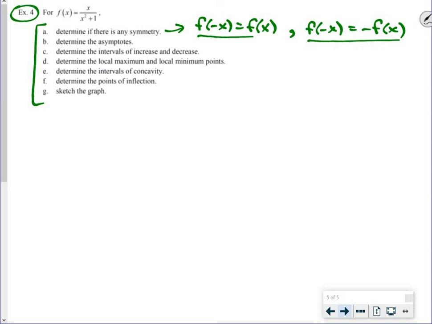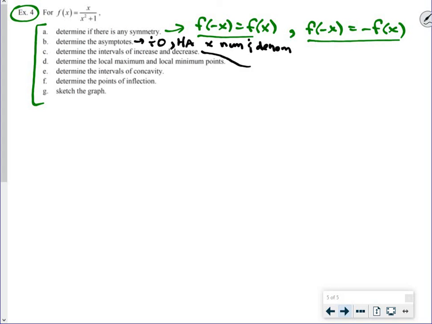Asymptotes, you can figure out where there's a problem. So any spots where you're dividing by 0, that might be interesting to look at. You could do horizontal asymptotes by factoring the largest power of x from the numerator and denominator as you can. So you should get something interesting there.